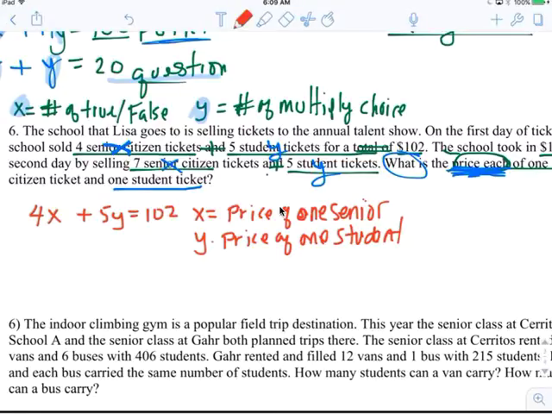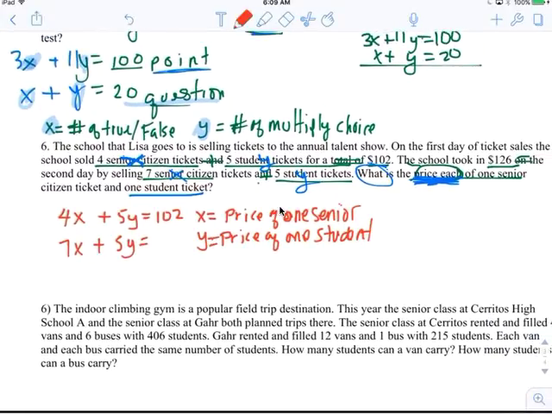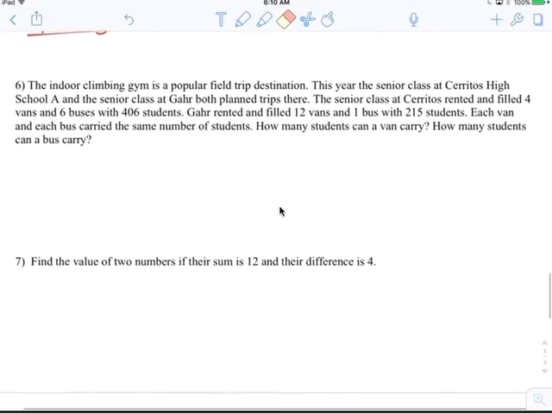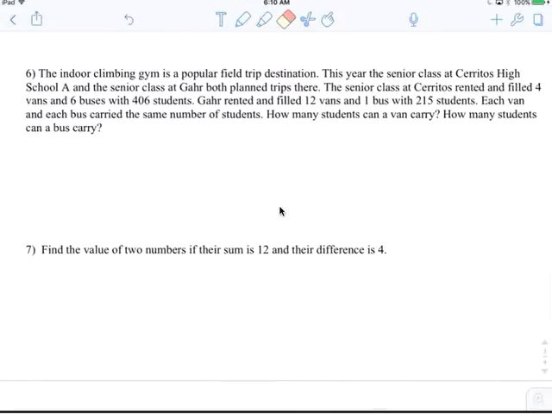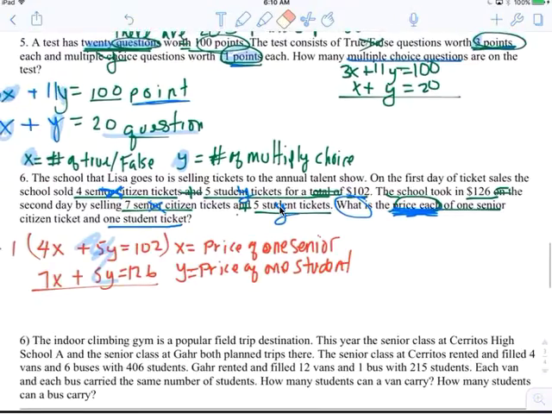Okay. Y equals, so we get 7x plus 5 equals 126. And to eliminate, obviously we're going to eliminate the 5, right? By multiplying it by a -1. Change one of them, okay. And this one is the same as this one up here.